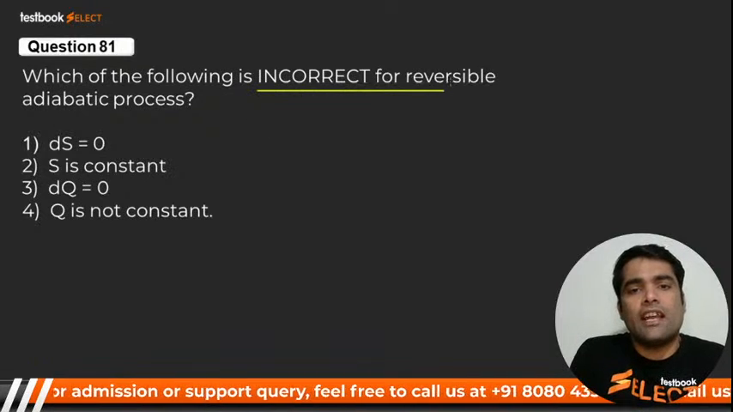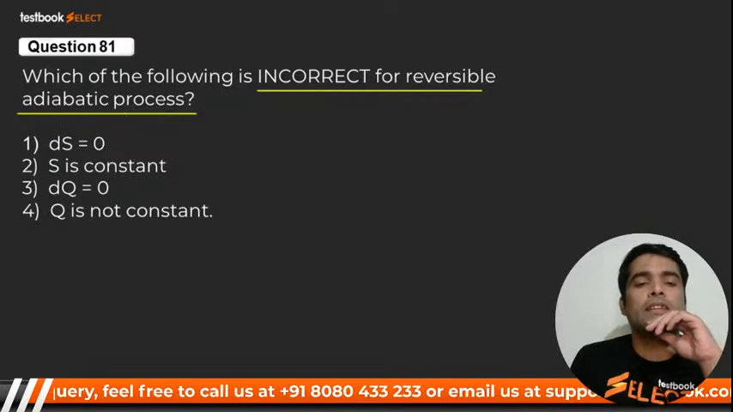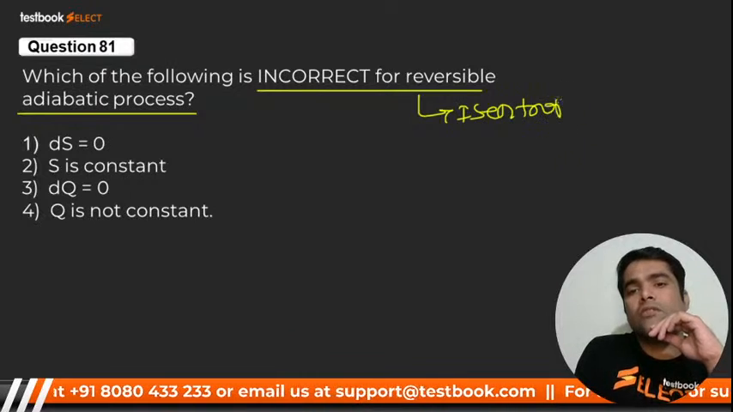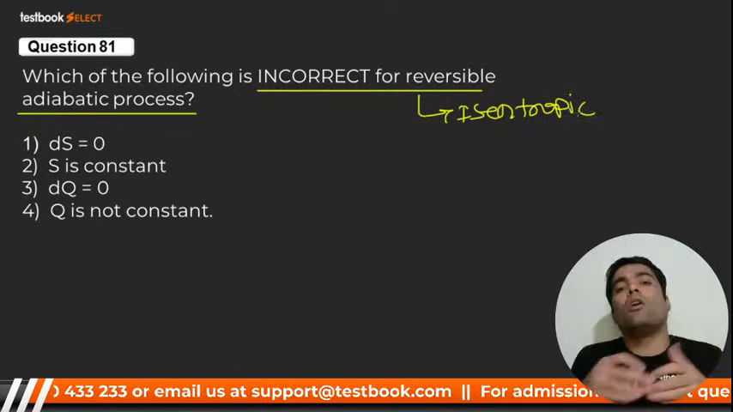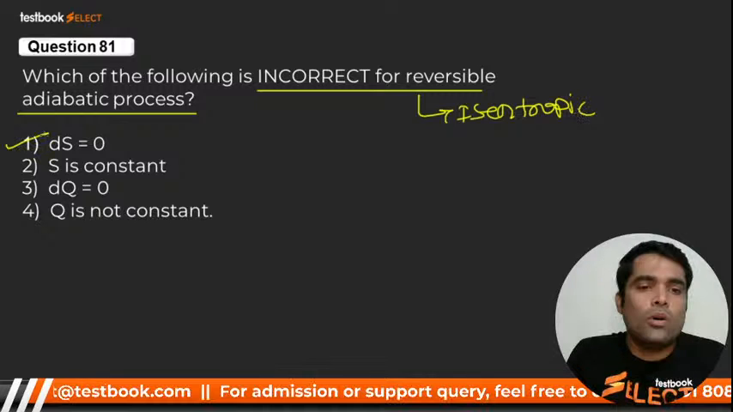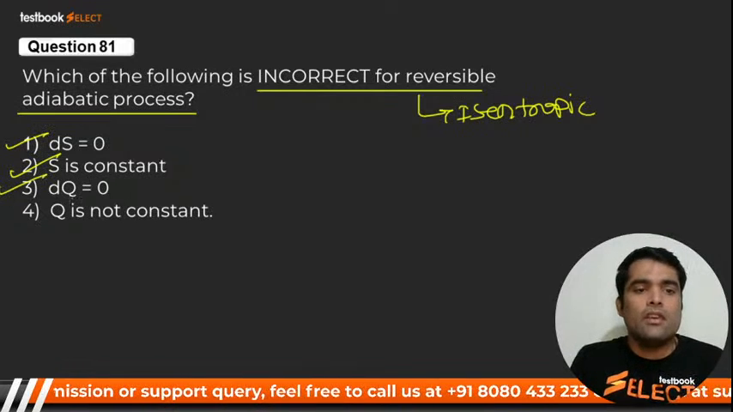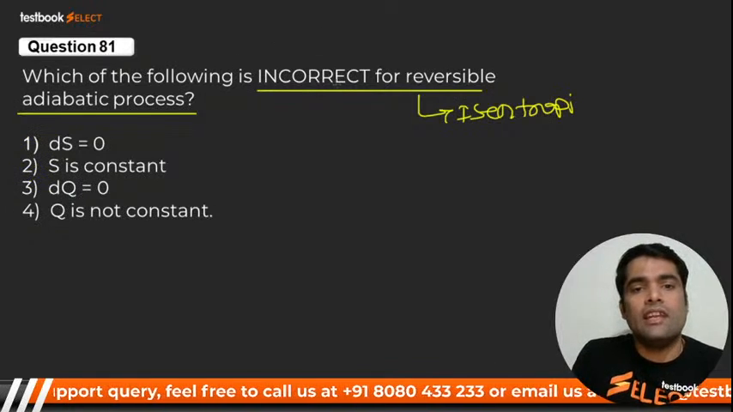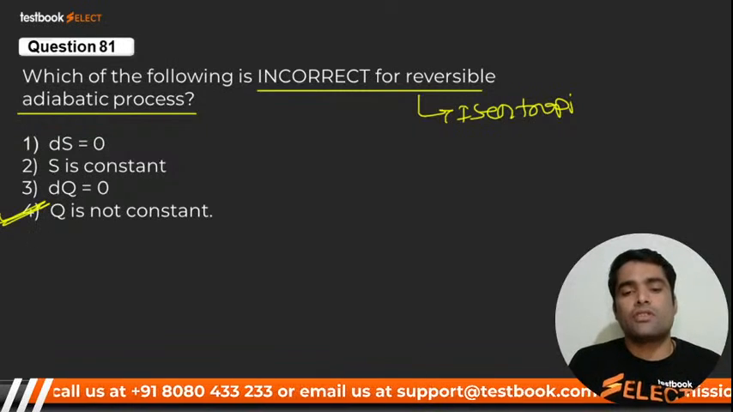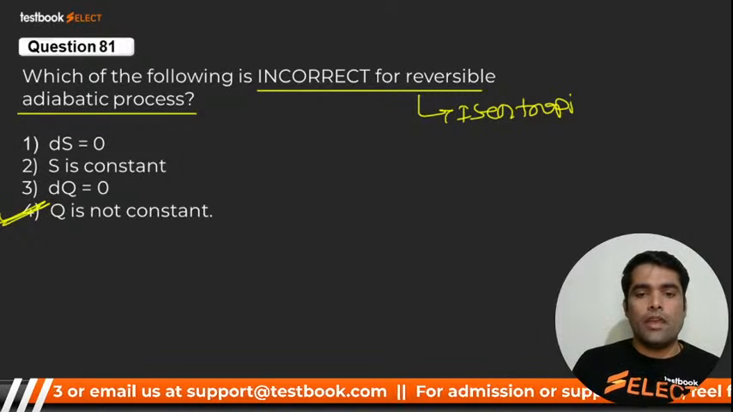Which of the following is incorrect for reversible adiabatic process? Reversible adiabatic means what? Reversible adiabatic is always isentropic, but vice versa is not possible. An isentropic process may or may not be reversible adiabatic, but reversible adiabatic is always isentropic. So ds is 0, s is constant, dq is 0. Then they said incorrect. That means q is not constant. It is incorrect because q remains constant, right? Very good. Here we go.